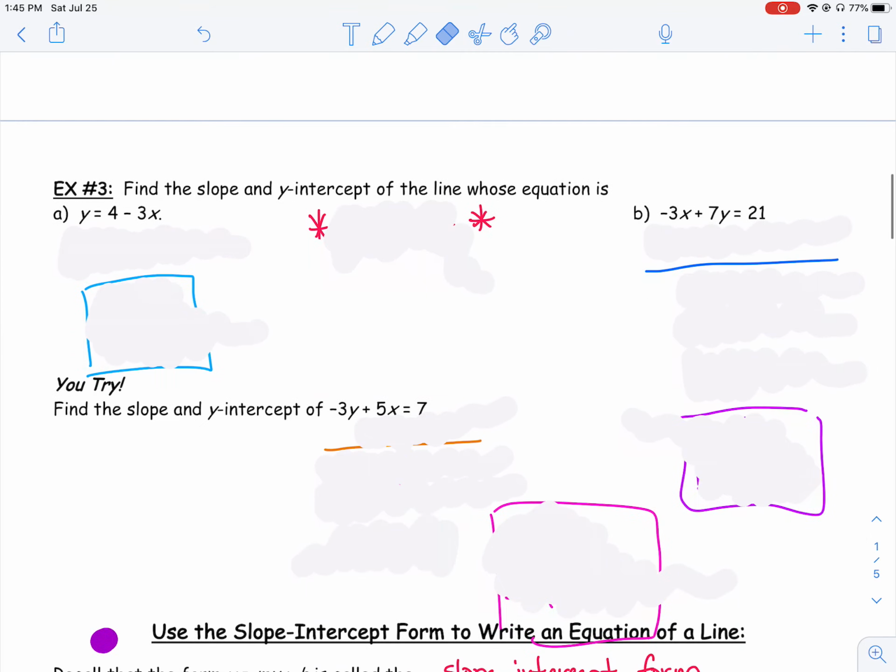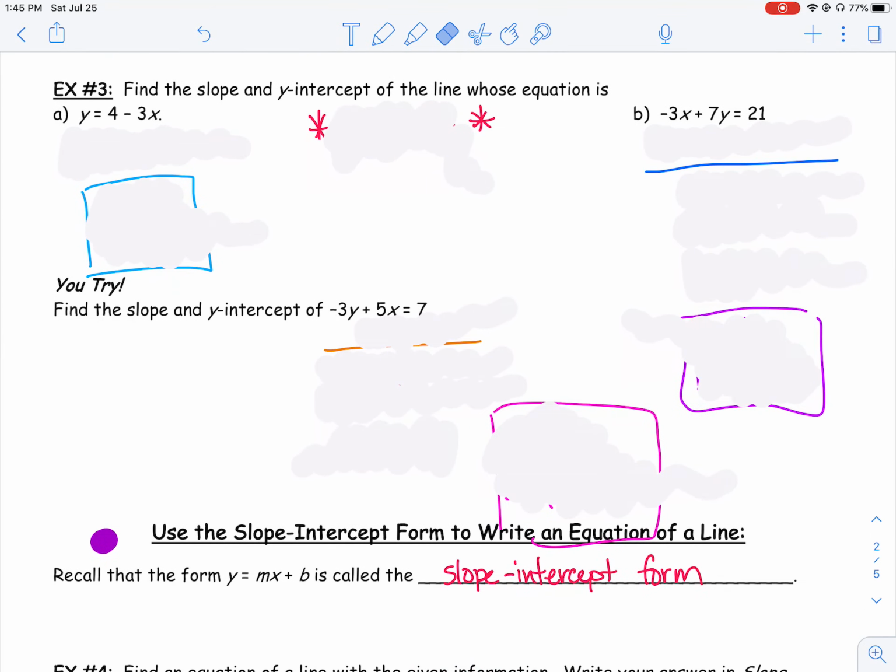And so as long as I have those two things, I should always be able to graph a line. So let's look at a few examples. In example number 3, it says find the slope and the y-intercept of the line whose equation is, and then it gives us a couple different equations. Now, if you remember from the last video, we had to do a lot of work in order to find the slope and the y-intercept. Not anymore. As long as we can get our equation to look like slope-intercept form, y equals mx plus b, I should be able to quickly point out the slope and the y-intercept. So let's do that instead.